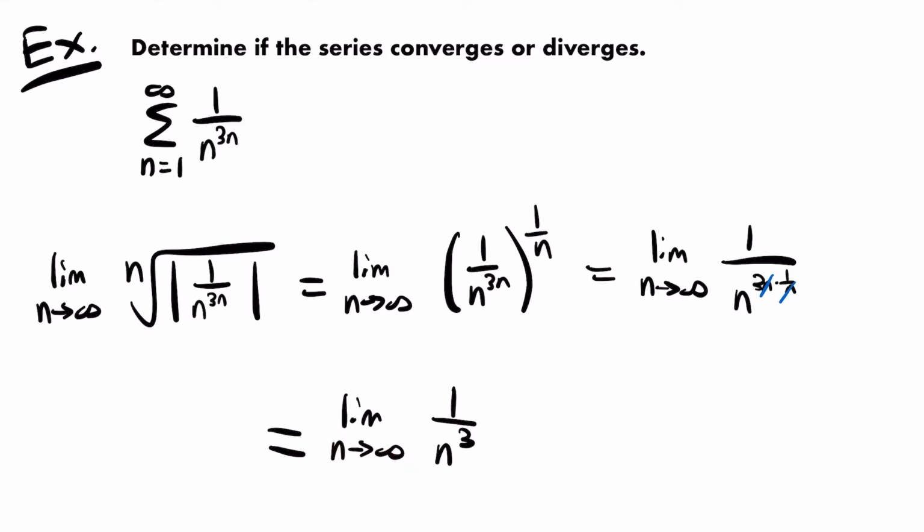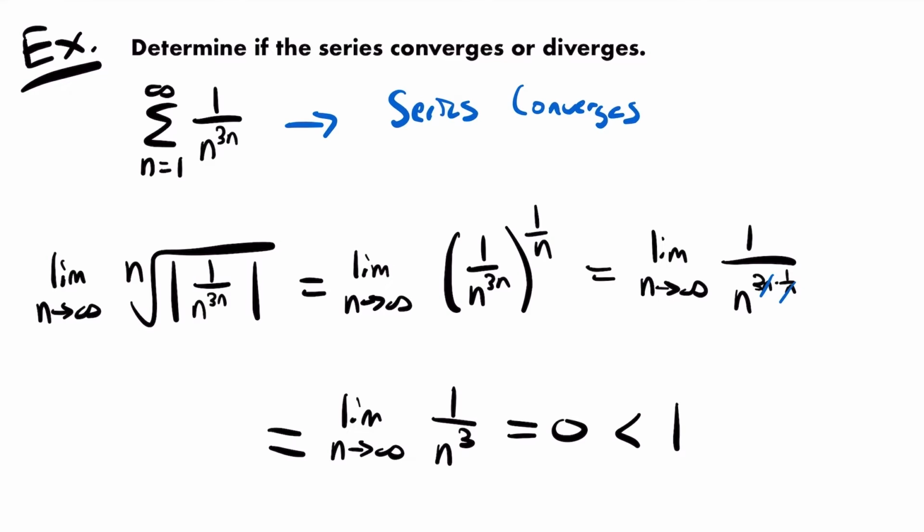As n approaches infinity, this denominator is going to approach infinity, because as n gets bigger, n cubed is also going to get bigger. It's just going to get larger and larger. And so we have 1 divided by infinity, or 1 divided by an increasing denominator, which is always going to be equal to 0. And so this is equal to 0, which is less than 1, which means from the root test, we can conclude that our series converges absolutely. And so that will be our final conclusion, that this series converges absolutely.